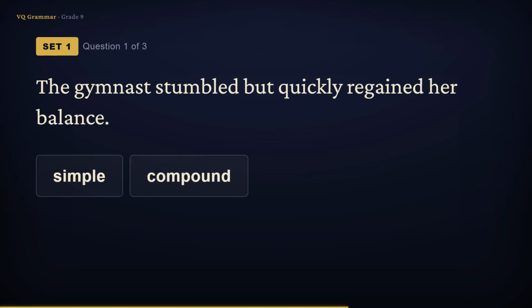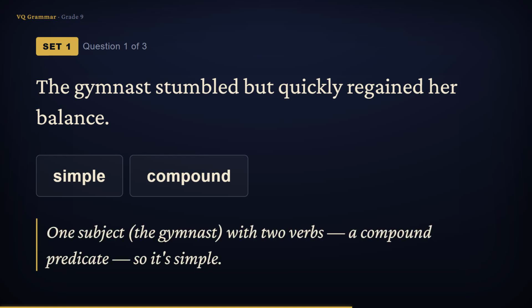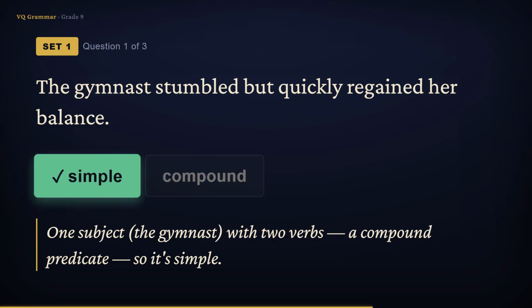The gymnast stumbled but quickly regained her balance. Is that simple or compound? There's only one subject here, the gymnast, doing two things, stumbling and then regaining her balance. Those are two verbs sharing one subject, a compound predicate, and there's no second clause. So this sentence is simple.